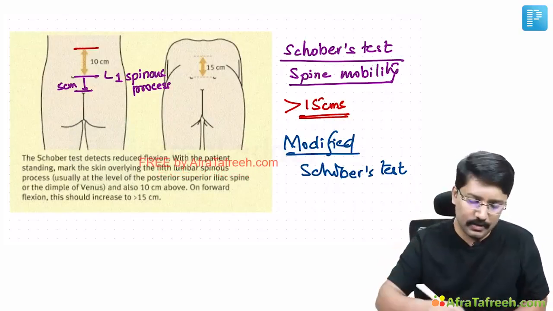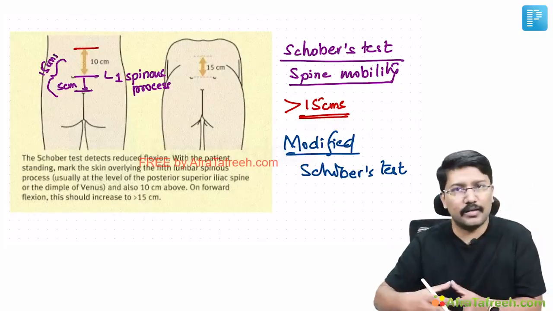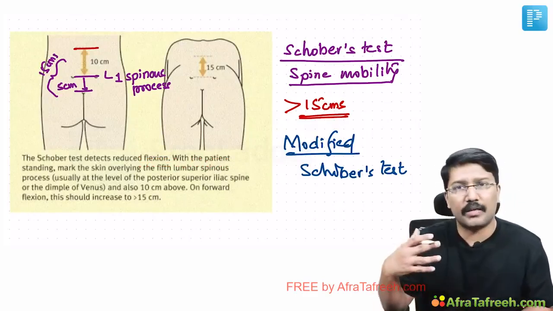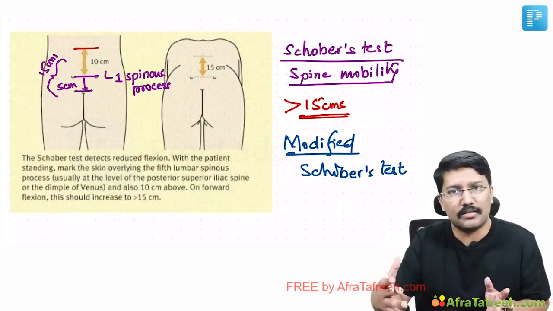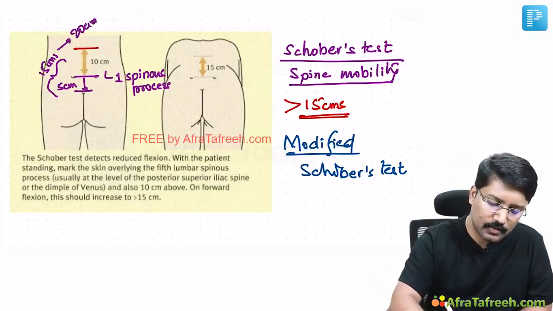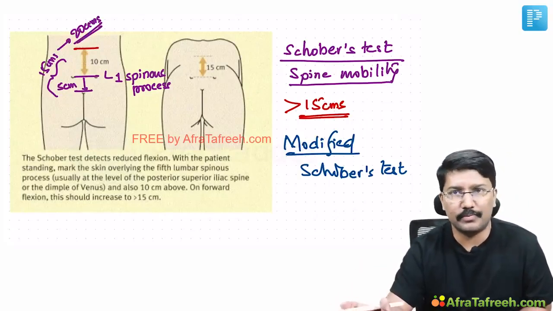So now what length do we have? We have 15 centimeters. Same as the conventional Schauber test, we ask the patient to bend forward, and we are again expecting a 5 centimeter increase in this distance. So this 15 centimeters should become 20 centimeters. If it is less than 20 centimeters, that goes to say that there is reduced spine mobility.